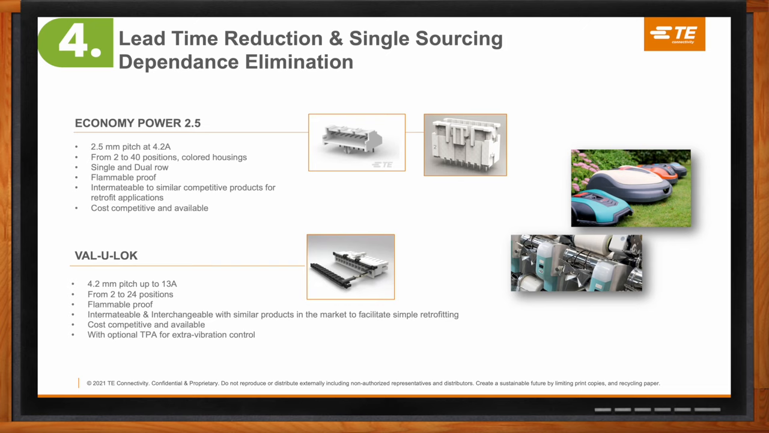These two product lines that I'm mentioning here, the Economy Power 2.5 and the Value Lock, are really one size fits all type of product. I mean, really flexible, really simple, really competitive, and at the same time, they are intermatable with similar competitor products so that the customers could act on retrofitting their applications. The Economy Power 2.5 is a signal product, 2.5 millimeter pitch, 4.2 amps, while the Value Lock is a power product, so it delivers 4.2 millimeter pitch, and both of them are, as I said, intermatable with competitors' applications.